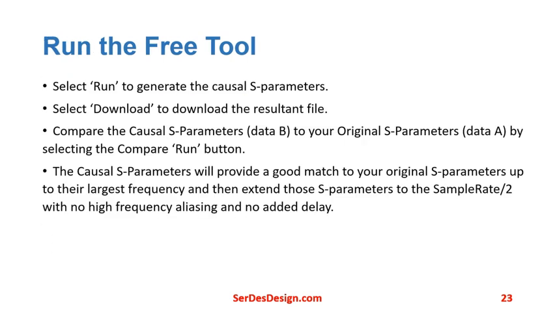Run the free tool. Select Run to generate the causal S-parameters, then select Download to download the resultant file. You can compare the causal S-parameters, data B, to your original S-parameters, data A, by selecting the Compare Run button. The causal S-parameters will provide a good match to your original S-parameters to their highest frequency, and then extend those S-parameters to the sample rate over 2.